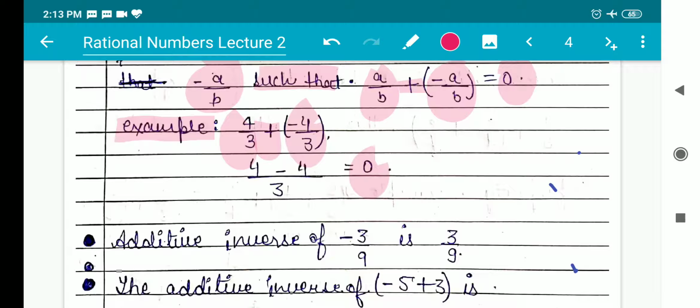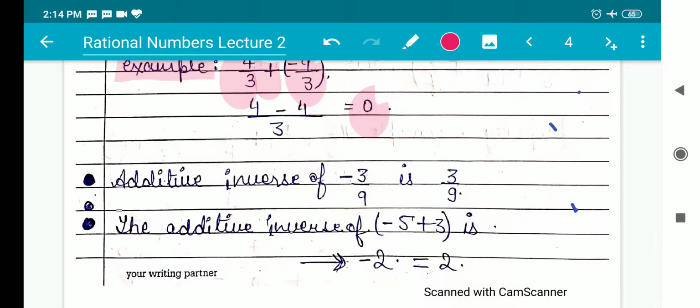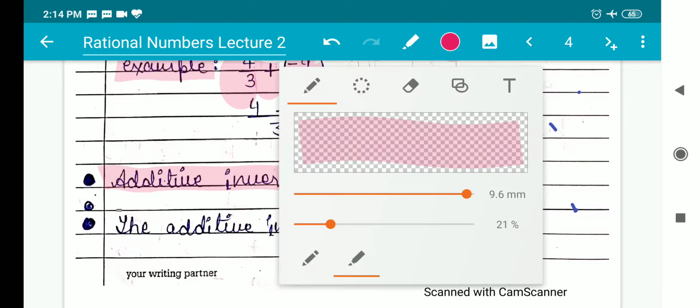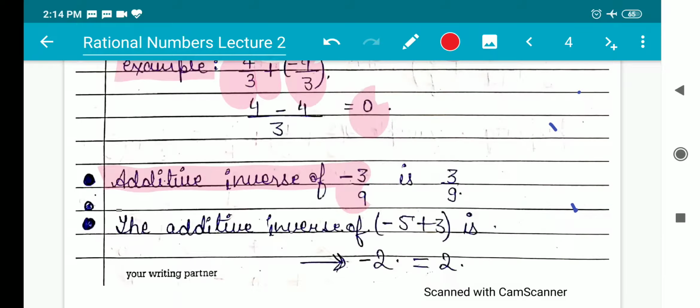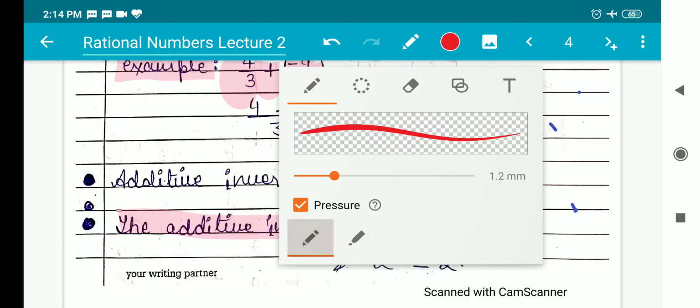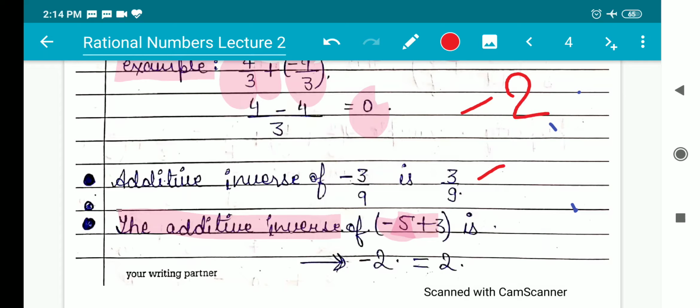So hope you have understood the topic, and there are some basic questions, like what is the additive inverse of minus 3 by 9. As we know that additive inverse means opposite of the rational number, so the additive inverse of minus 3 by 9 will be 3 by 9. Second one is the additive inverse of minus 5 plus 3. We got the result minus 2, and its additive inverse will be 2. Hope you have understood the topic.